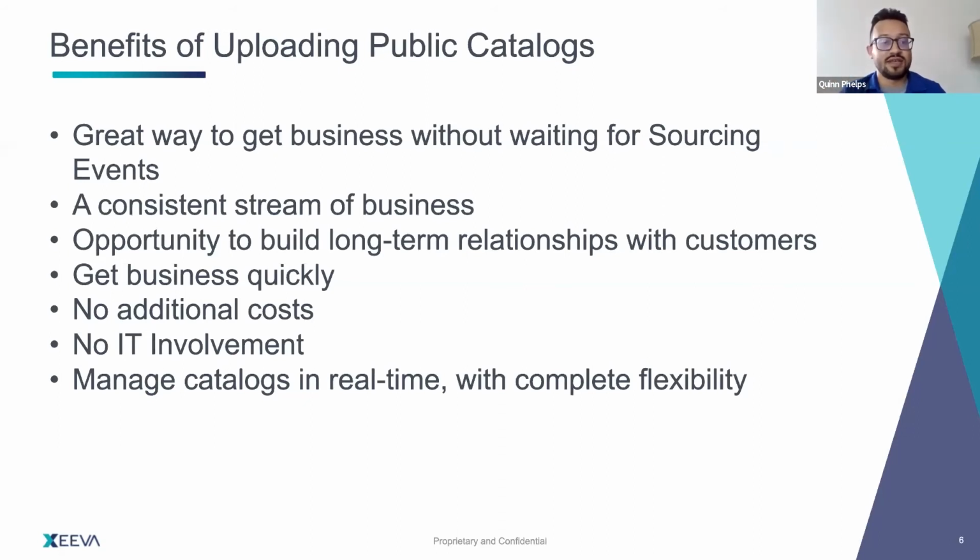One of the first things is a great way to get business without waiting for sourcing events. As a preferred supplier, the ways you can get business from our customers are through sourcing events, establishing Punchout, having customers reach out to you directly, but also now the uploading your catalogs feature. And sourcing events are still a main way a lot of our suppliers get business. It's a good way to get a large bulk of business, because oftentimes at a sourcing event, you then sign a 1-year or 2-year contract with these customers.